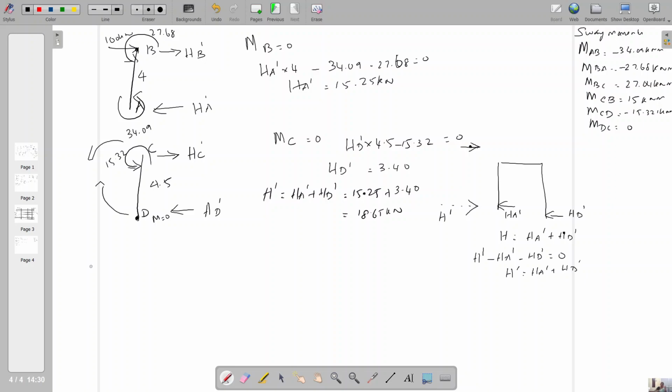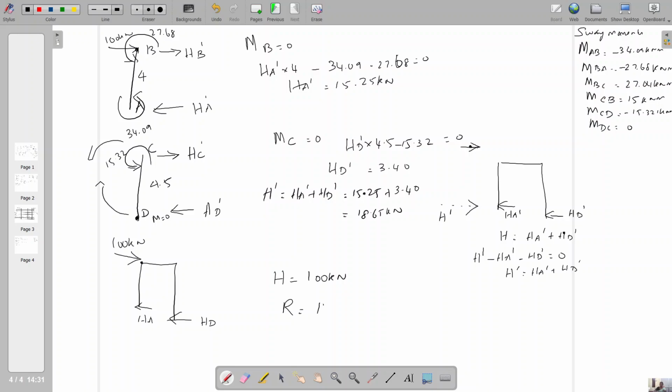So this is all about sway analysis. In non-sway analysis, you can observe that a 100 kilonewton load is acting, so that HA will be towards this direction and HD also towards this direction, because there is no other load to alter the direction. Because of the rightward 100 kilonewton, definitely the reactions will be towards left. So H is also in the same direction of H dash. So H is equal to 100 kilonewton. H dash is equal to 18.65.